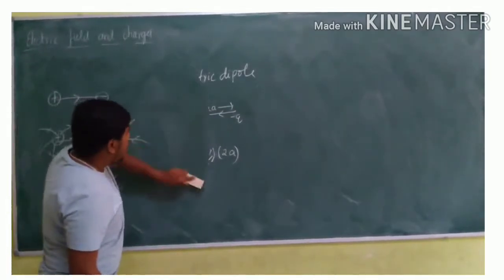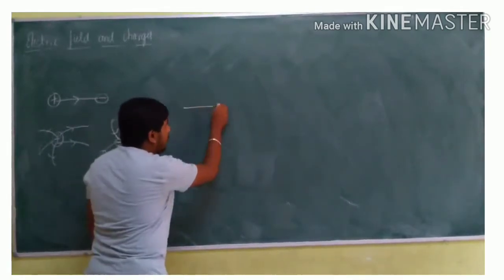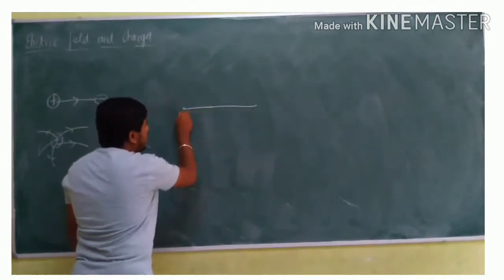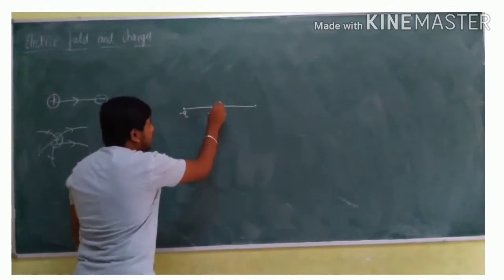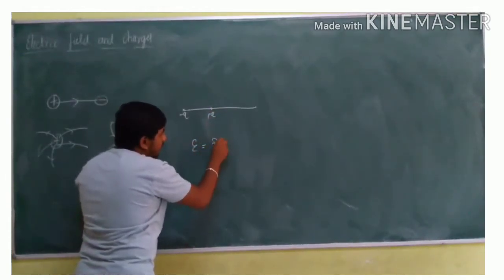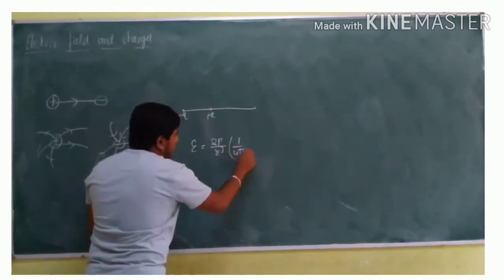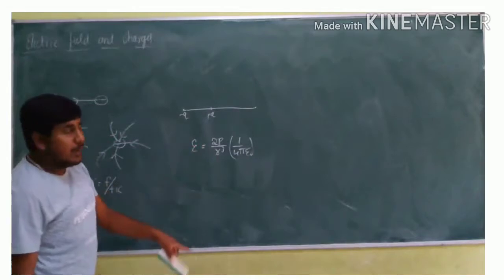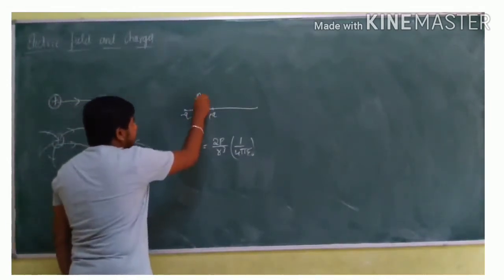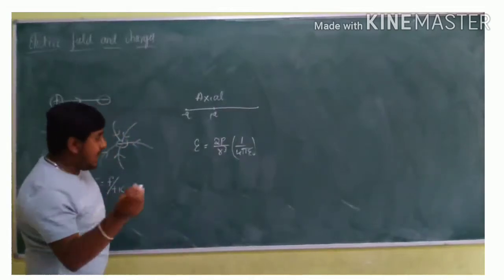After this we derived an expression for the electric field due to an electric dipole on the axial line. The electric field on the axial line is E is equal to 1 by 4 pi epsilon into 2p divided by r cube. This was the formula derived for the axial line. The derivation is important for 5 marks: electric field due to the axial line.